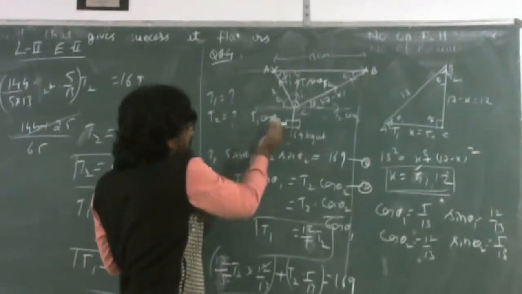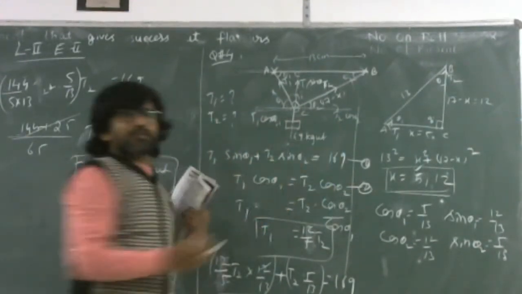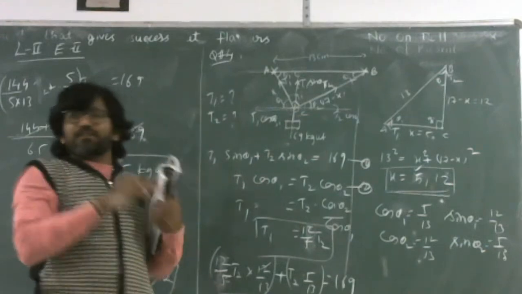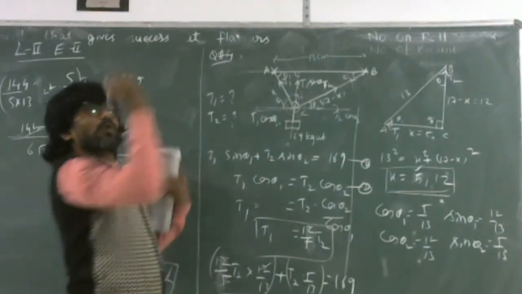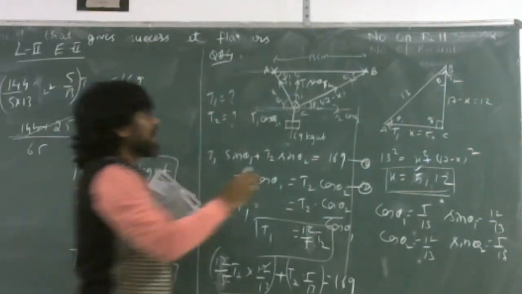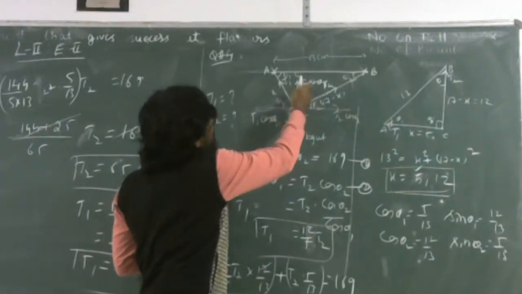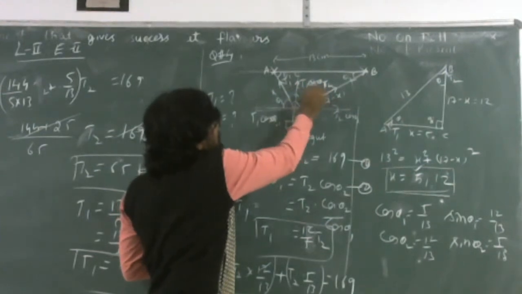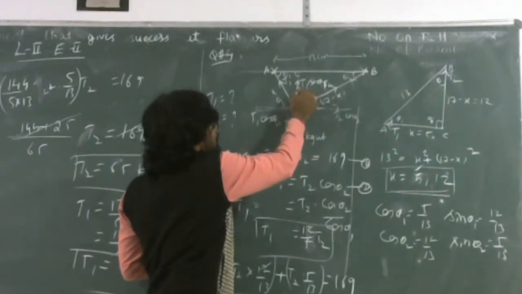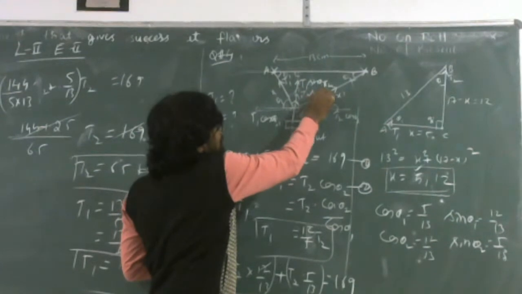So that means T1 cos theta 1 is equal to T2 cos theta 2, equation 2. Whereas in the vertical direction, the net force is also 0, meaning the total upward force equals the total downward force. The upward forces are T1 sin theta 1 and T2 sin theta 2.